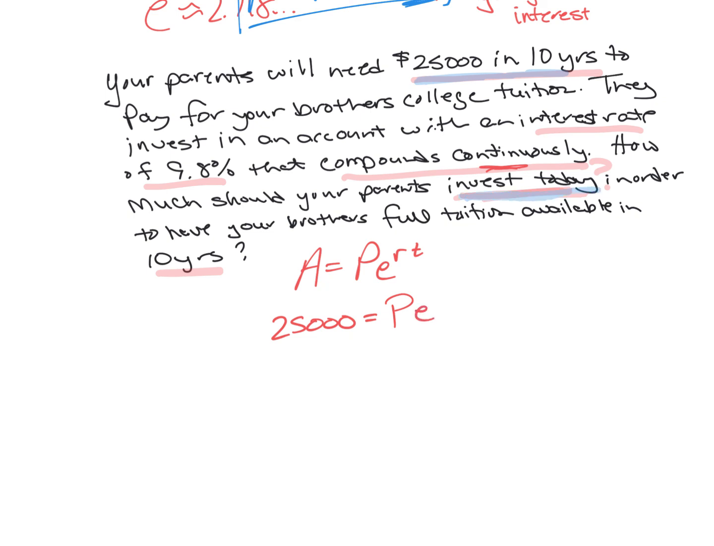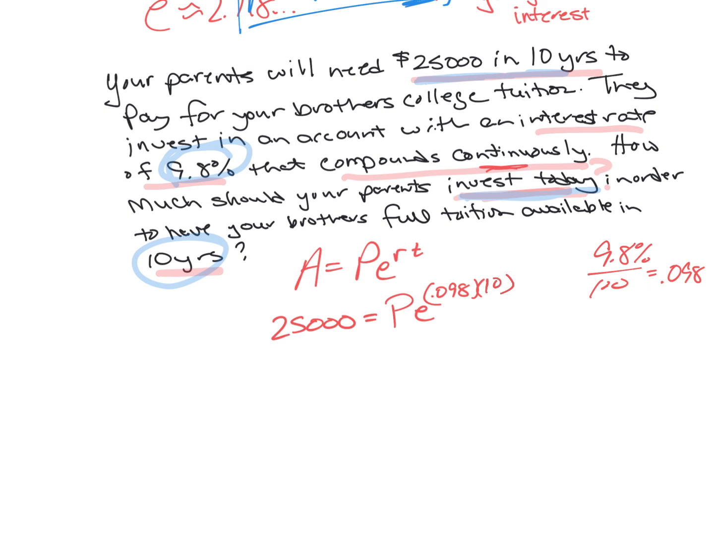And then we have e. And then we want to look at our rate. Well, where's our rate? Our rate is right here, 9.8. So remember, we can't use 9.8 because it's a percent. So we put it over 100. And so when we do that, we get 0.098. Then we want to know the time. Well, the time is 10 years. So we're going to put 10 there.